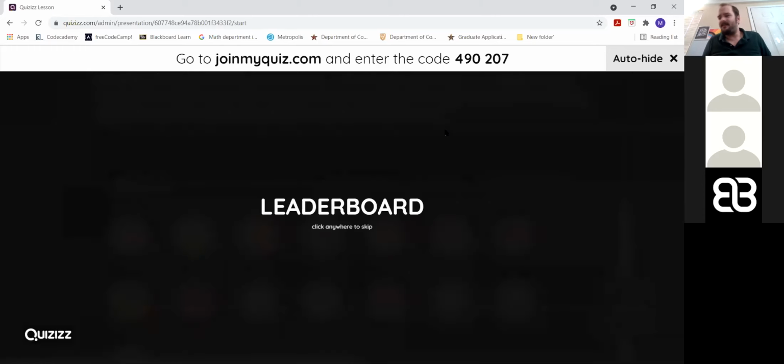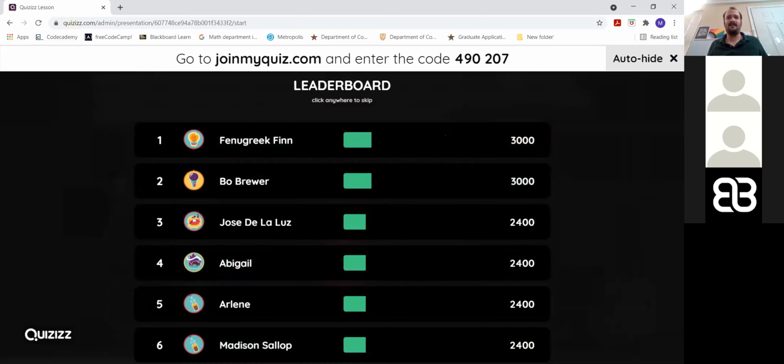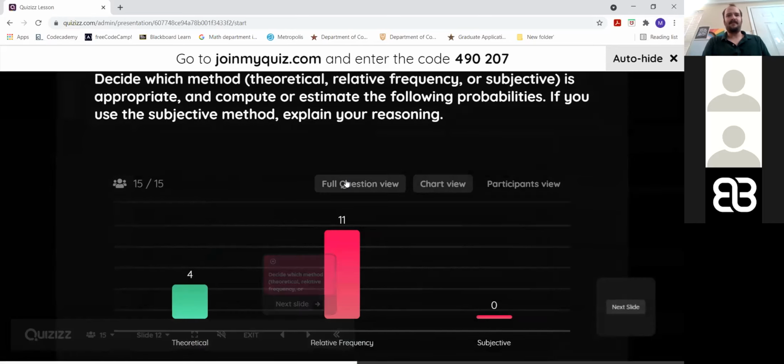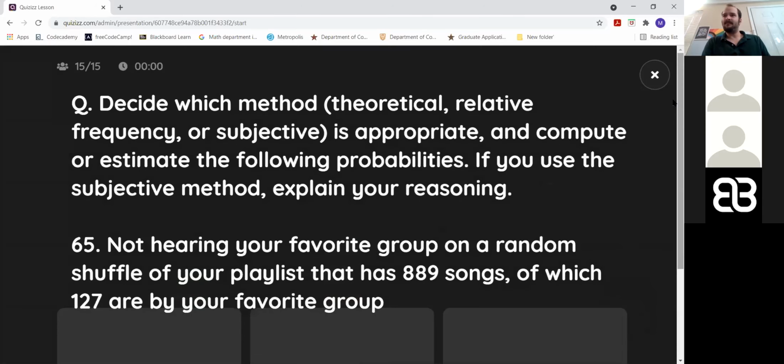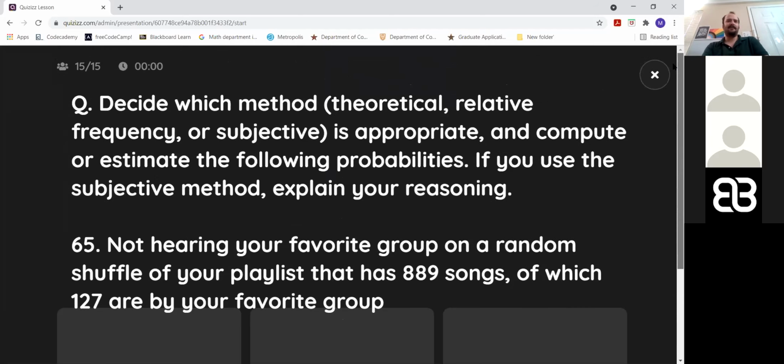I think I said it was theoretical. We're looking at our playlist. We're making assumptions, right? Why else would we say relative? So we're making an assumption that each of these 127 songs are by my favorite group. We're making an assumption that each song is equally likely to play, right?